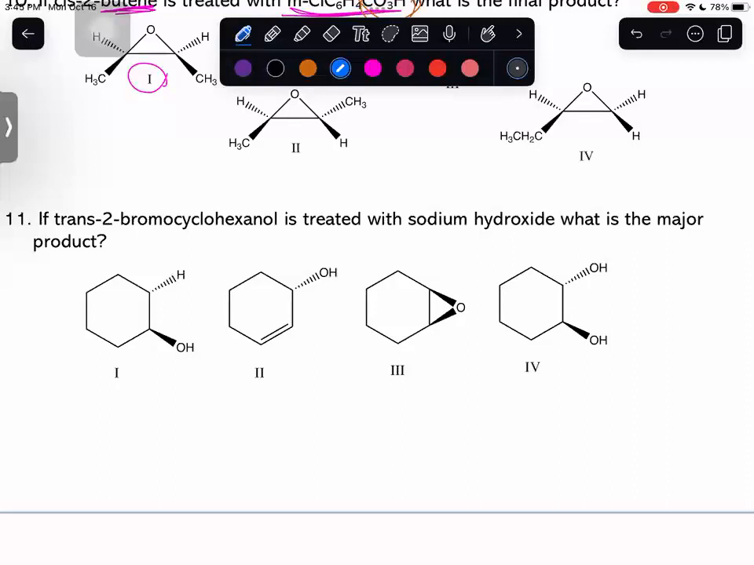Okay, did we get an answer for question 11? I have 1 vote for 3. 3? Okay, so you guys are absolutely correct, but how do you guys solve it so fast?